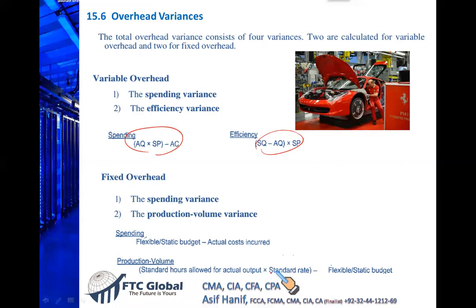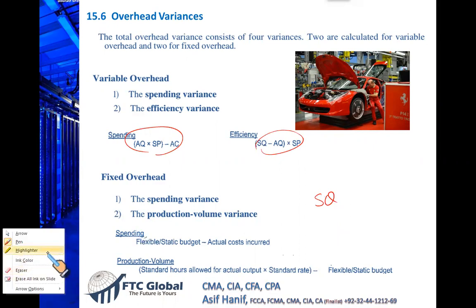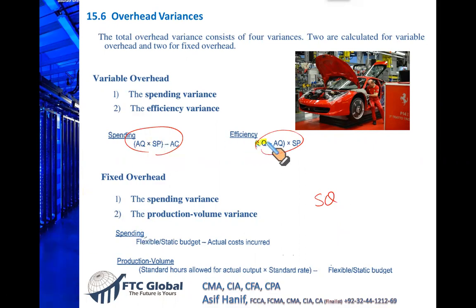So the formula that I'm going to rewrite so that it is more understandable. Standard hours allowed for actual output. This is the same thing, SQ. SQ here is the same as the SQ here. They are the same: the standard quantity of hours that you should have used. Let me take you back to explain the idea and show you what basically it is.